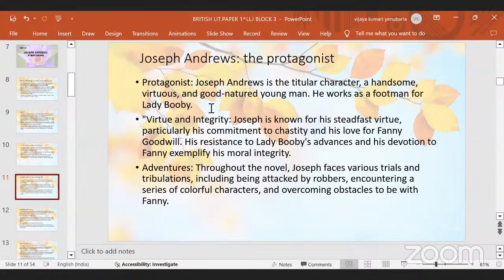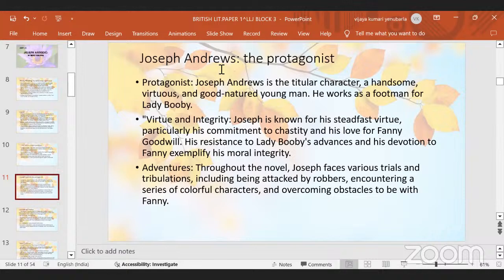So what happens is, the secret is revealed at the end of the novel that this Joseph Andrews and the heroine as well, both of them belong to a very rich family. But due to the circumstances, they were separated from the family and they had to suffer and work minimal jobs.